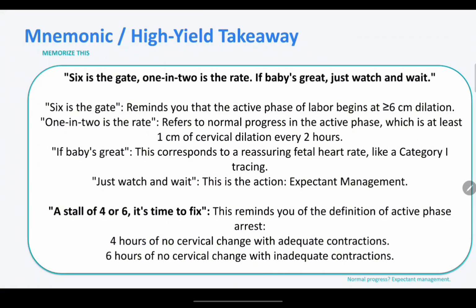So to summarize, for any labor progression question, first identify the phase. If it is the active phase, 6 cm or more, check the rate of progress and the baby's status. If the progress is normal and the baby is happy, eliminate the interventions and choose expectant management.